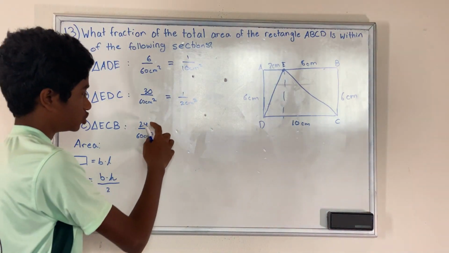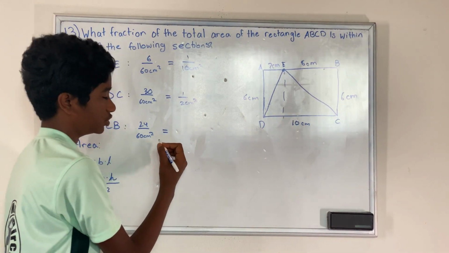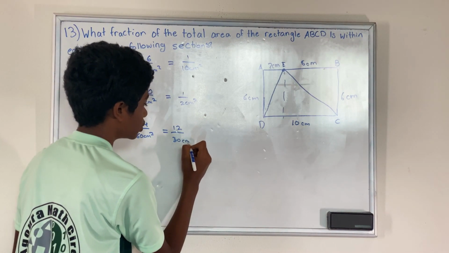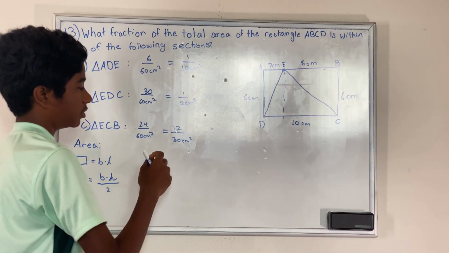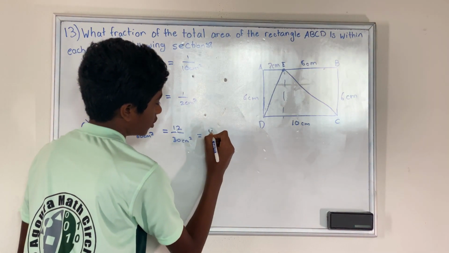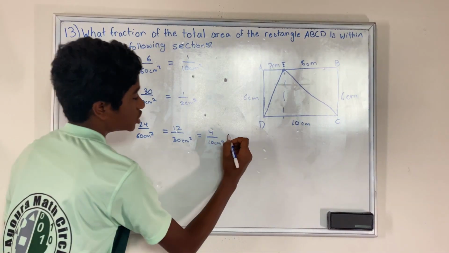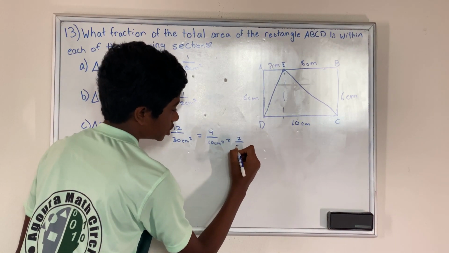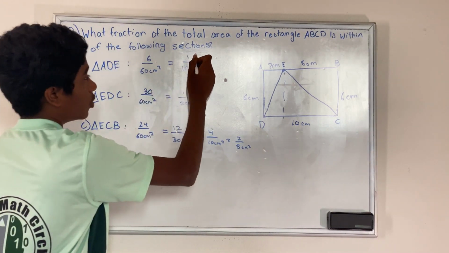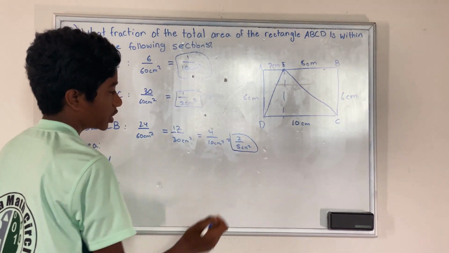This is 24 divided by 60 centimeters squared, so we can reduce that to 12 over 30 centimeters squared. Both of these are divisible by 3, so we can say 4 over 10 centimeters squared, and both of them are divisible by 2. So it's 2 over 5 centimeters squared. Okay. So the answers are 1 over 10 centimeters squared, 1 over 2 centimeters squared, and then 2 over 5 centimeters squared.